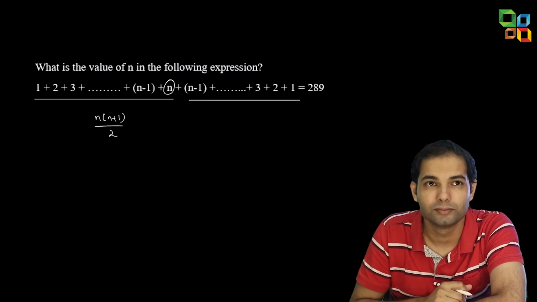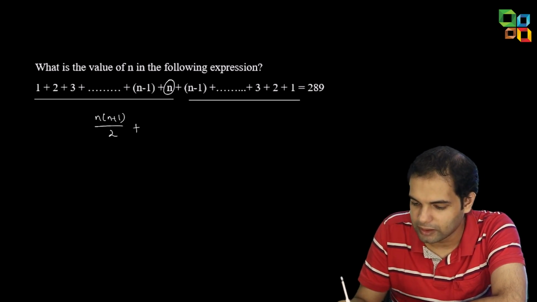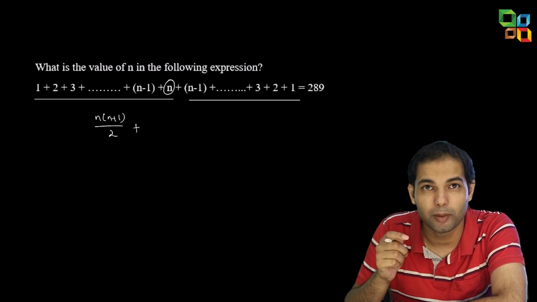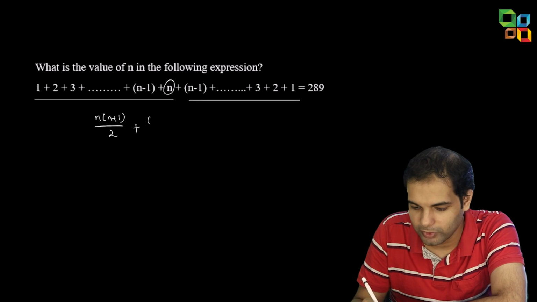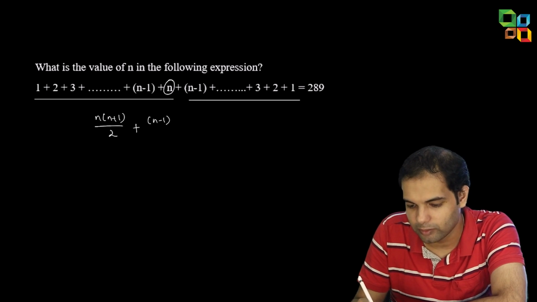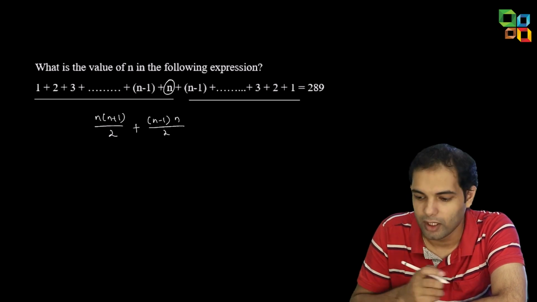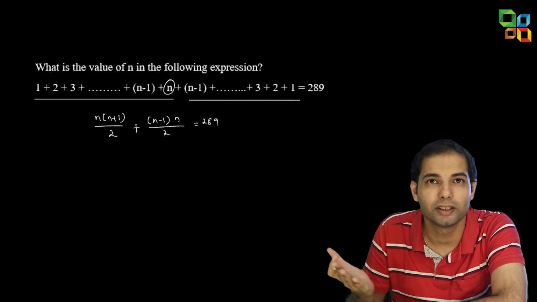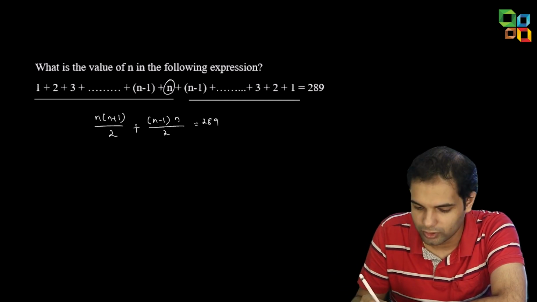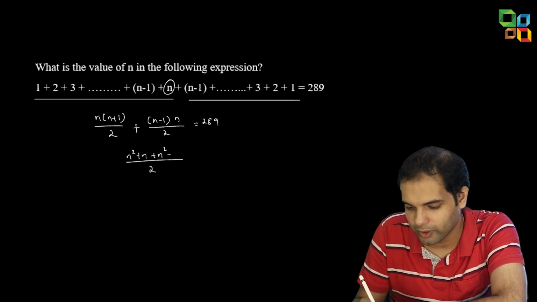This is known. For the other part, there is again a sum of the first natural numbers, but only up to n minus 1. So the formula is n minus 1 into n minus 1 plus 1, which is n, by 2. This is given as 289. You have to solve this equation, problem solved. So the numerator divided by 2.